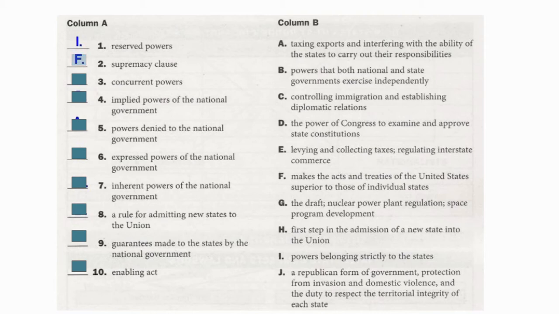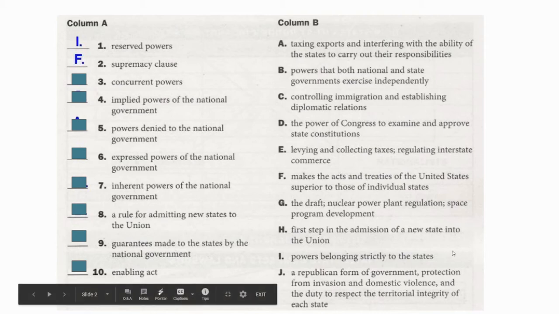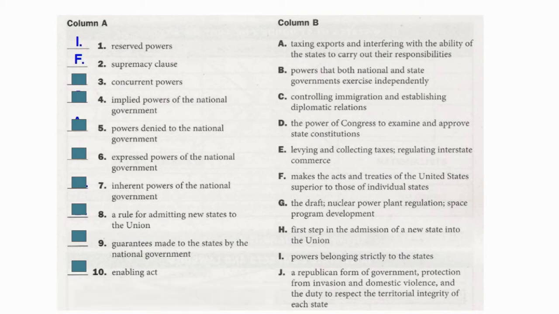The Supremacy Clause. This is letter F. This is basically saying that the act or treaty of the United States is superior to that of any individual states. Really, the whole premise of the Constitution is that it contains this supremacy clause, meaning that whatever the Constitution is, it becomes the highest law of the land, and it supersedes anything that could happen at any lower form of government. Concurrent powers, and number 3 here is letter B.